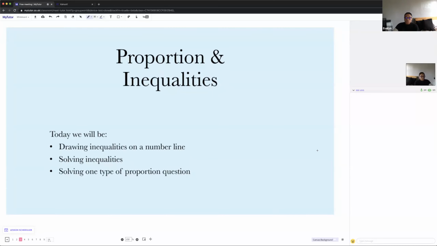Right. So let's have a look at proportion and inequalities. So this is what we'll be covering today. We're going to be going through drawing inequalities on a number line, solving inequalities, and then we're going to go through solving one type of proportion question as well at the end. And it's quite a popular proportion question as well.